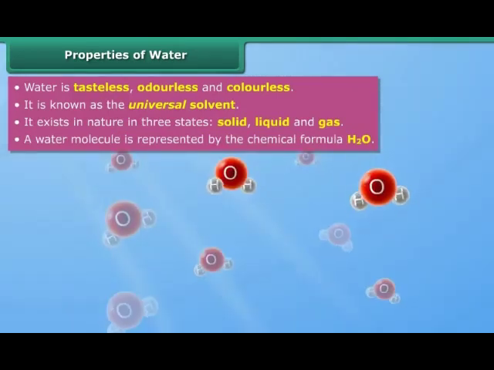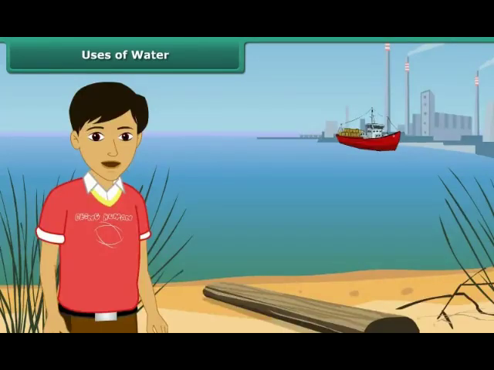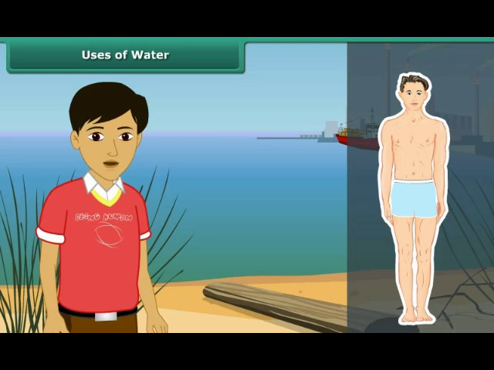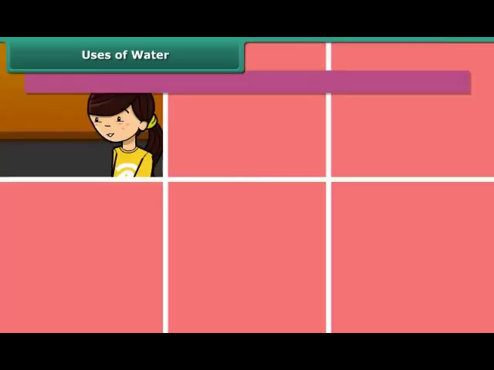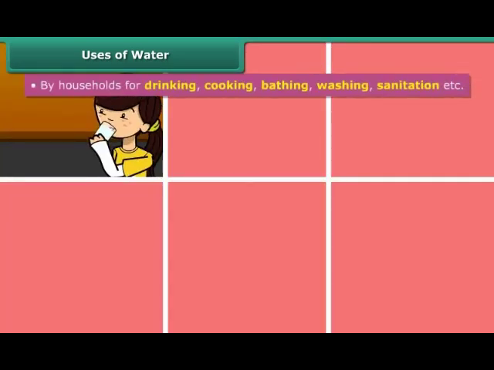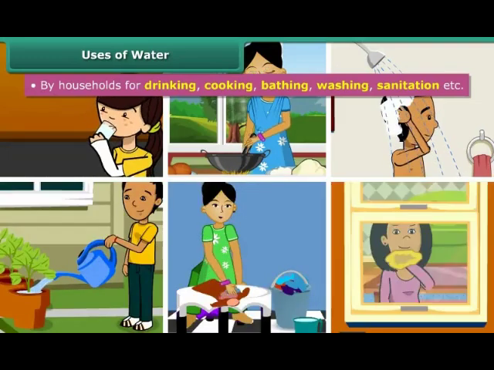A water molecule is made up of 2 hydrogen atoms and 1 oxygen atom. That is why water is represented by the chemical formula H2O. We use water for various different purposes. On an average, a human being consumes about 60,000 to 80,000 liters of water in his lifetime. Water is used in households for drinking, cooking, bathing, gardening, washing, and cleaning purposes.